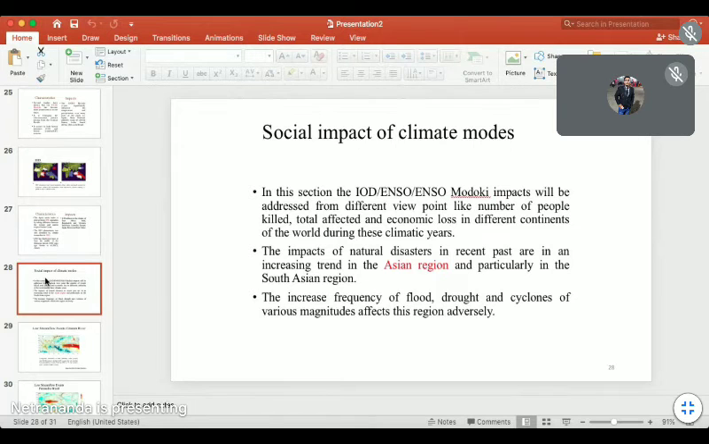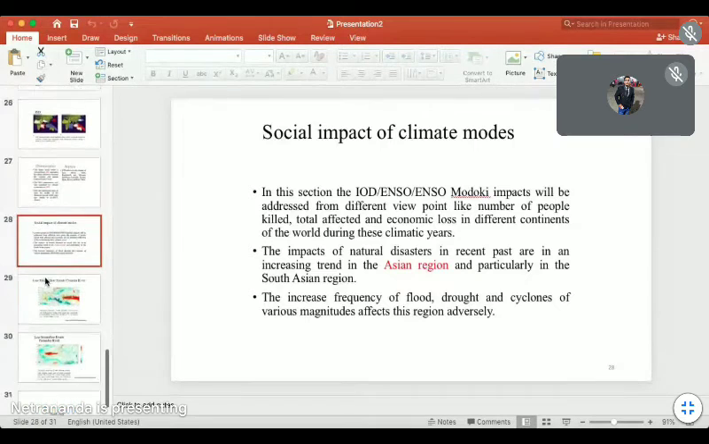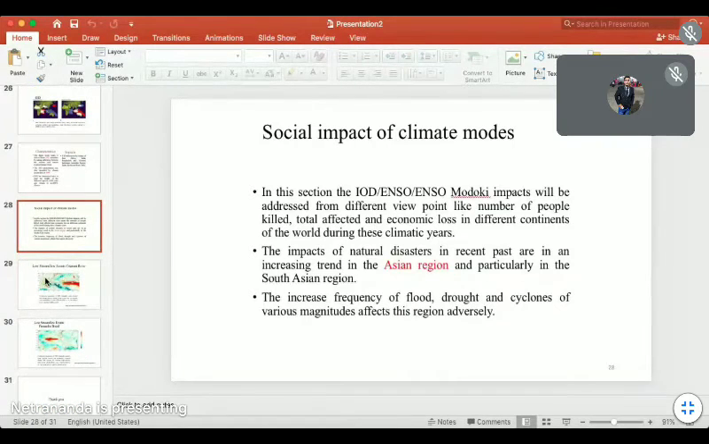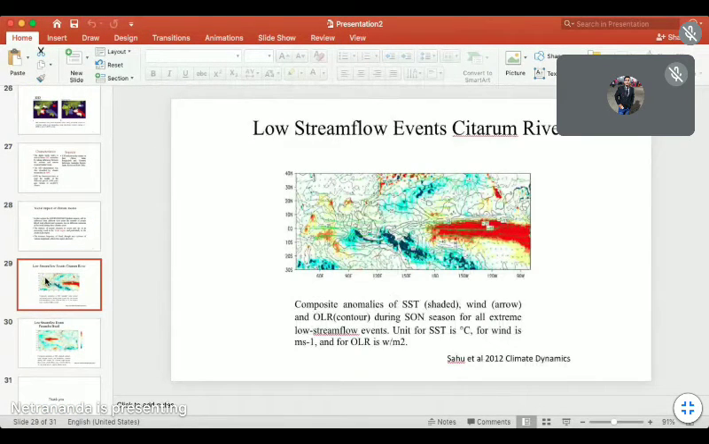And how the different types of Asian modes have been influenced in different Asian regions. There are more various papers I have published. If you just type my name in Google Scholar, you can find all these research papers dealing with this type of climate variability phenomenon like IOD and Modoki. I tried that phenomenon. I had established a link.